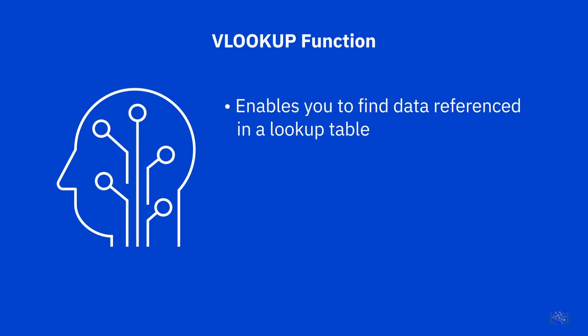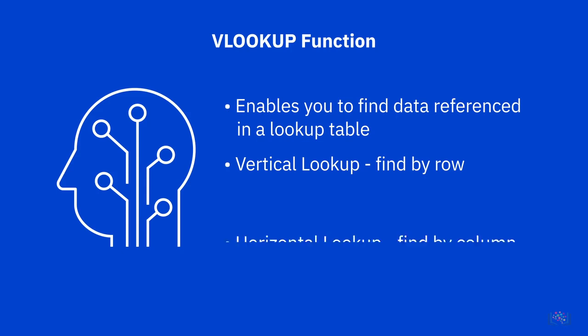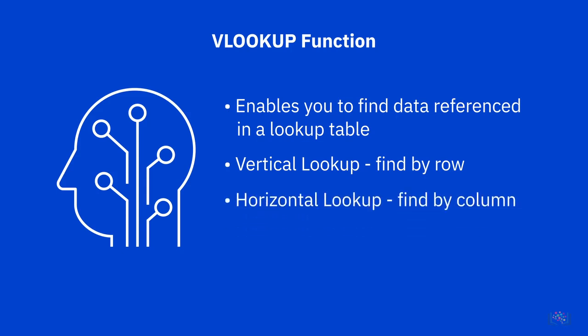It stands for vertical lookup, and therefore is a useful tool when you want to find something in a table or a range by row. Shortly, we will look at HLOOKUP, which stands for horizontal lookup, which looks for data by column instead. VLOOKUP works by using a common shared key between the source data and the lookup data in the lookup table.